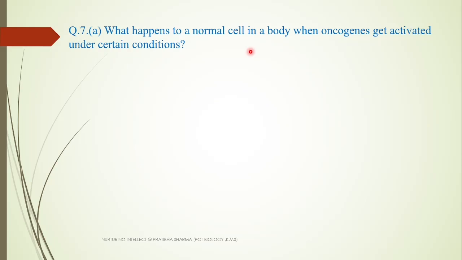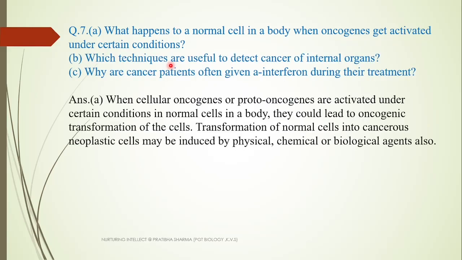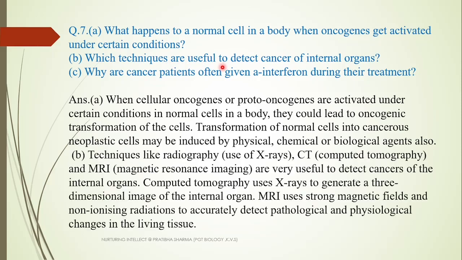Question 7. What happens to a normal cell in a body when oncogenes get activated under certain conditions? So, क्या होता है? They lose their property of contact inhibition. Oncogenic transformation occurs in these cells and they start multiplying at an uncontrolled rate, forming the tumor. Which technique is useful to detect cancer of internal organ? Again repeat हो रहा है. CT scan, MRI scan.